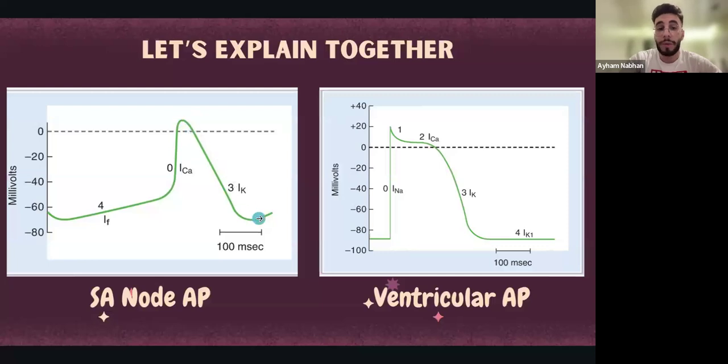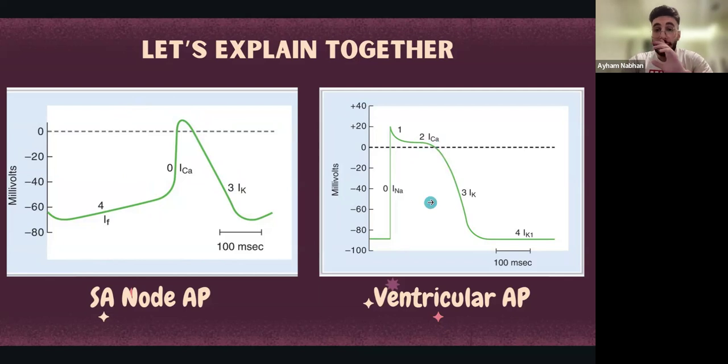Then it goes into repolarization until it reaches hyperpolarization. This repolarization is basically caused by potassium. As we said, potassium is always making the cell negative. So this potassium efflux makes the curve of phase 3 repolarization. That's for the SA node.